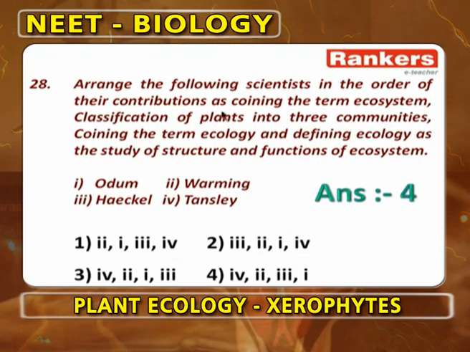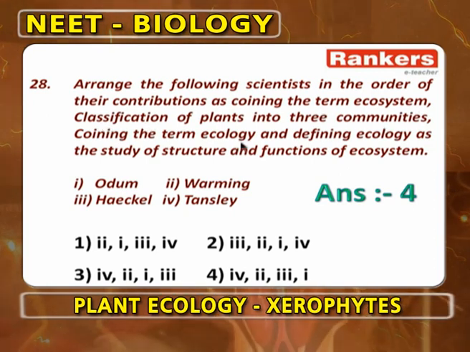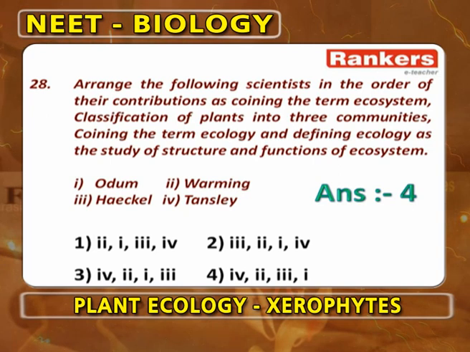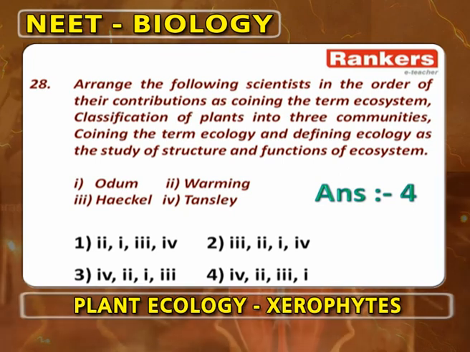Arrange the following scientists in the order of their contributions as coining the term ecosystem, classification of plants into three communities, coining the term ecology, and defining ecology as the study of structures and function of nature. Previously I told coining the term ecosystem is done by A.G. Tansley. So, fourth option. Coining the term ecosystem is done by A.G. Tansley. So, definitely fourth option.